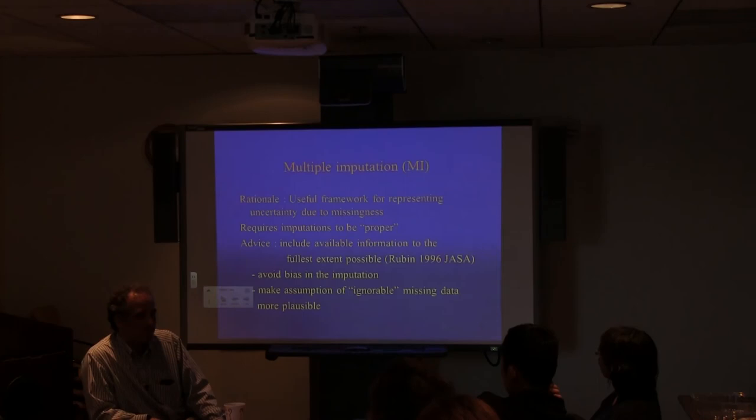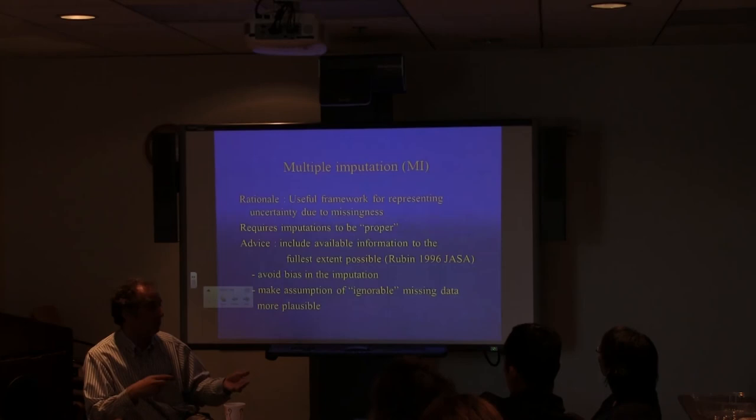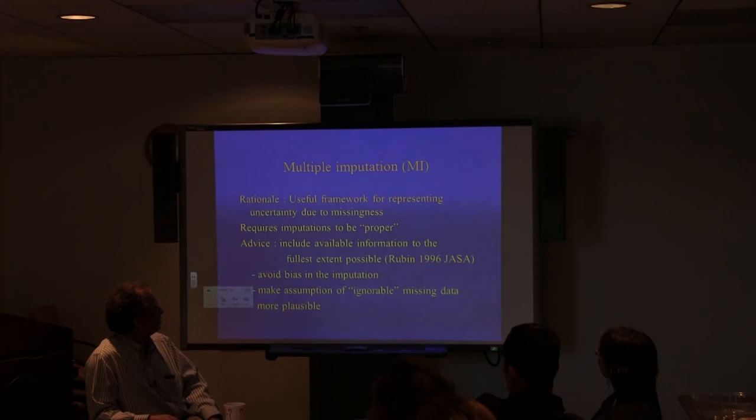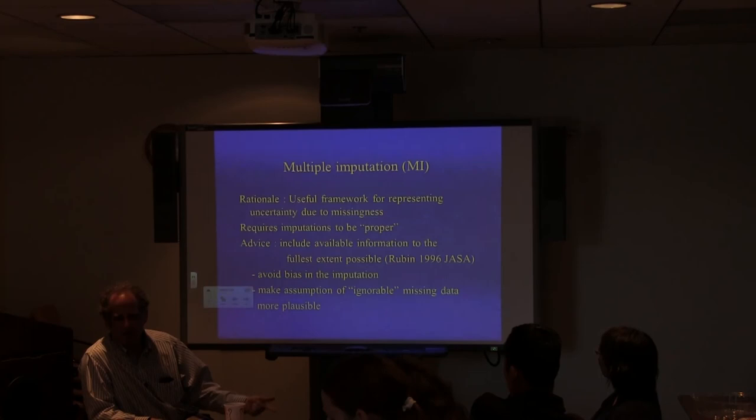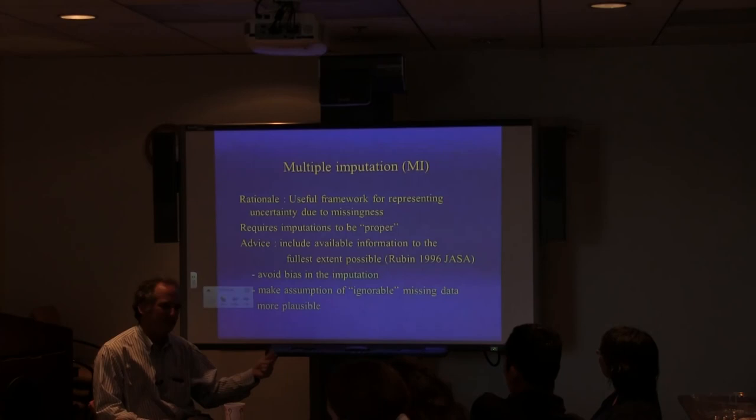So the concept is that you want to take advantage of patterns of association that you've observed in the data, correlations and regression associations that suggest certain variables are predictive of certain other variables. There's a more formal definition of proper imputations, but it's basically to say that the average of the filled-in values and the variability of the filled-in values are on target. You're not systematically overestimating or underestimating either the means or the variances.